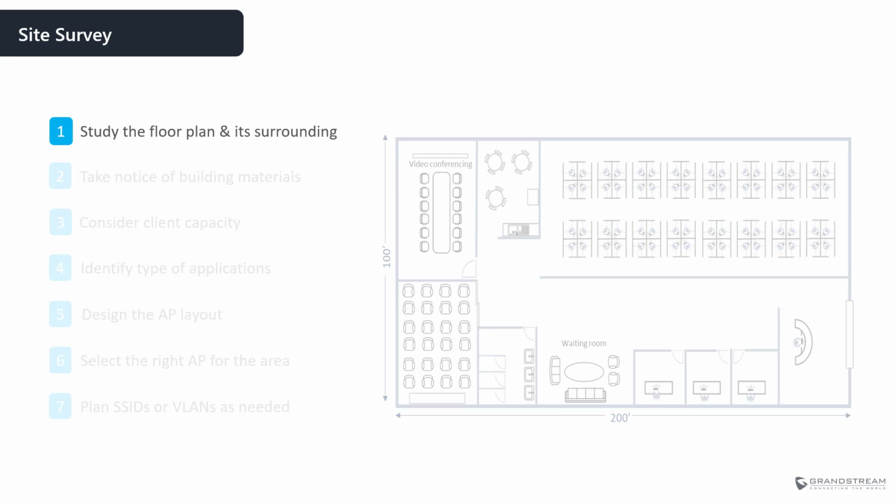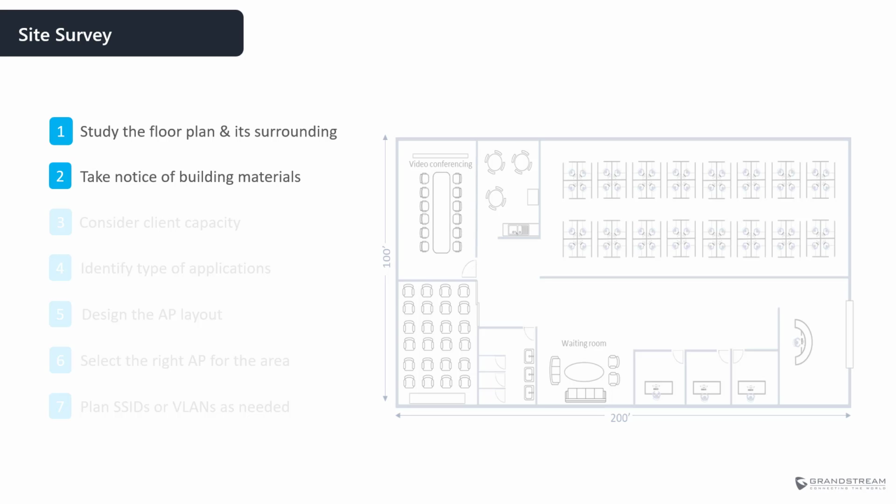Studying the floor plan or a visit to the location can be used to gain an understanding of the site so that you can accurately decide on the number of APs needed and their optimal placement. Also, checking the facility boundaries can help determine if outdoor APs will be used and if there is any interference from surrounding or neighboring access points.